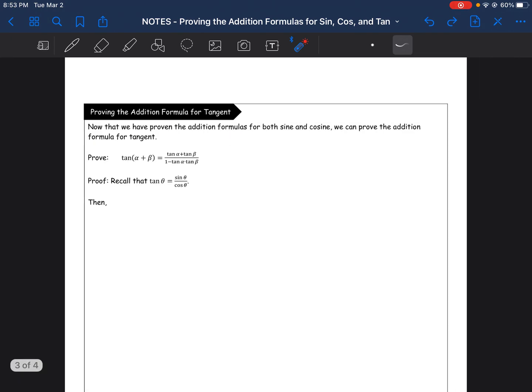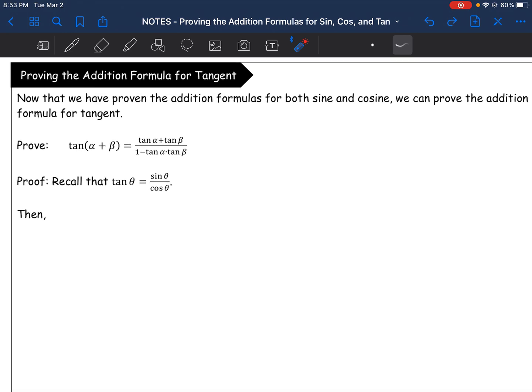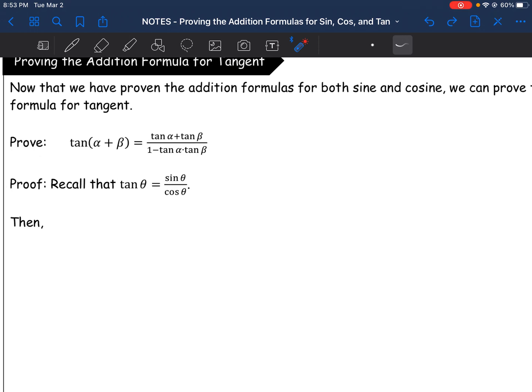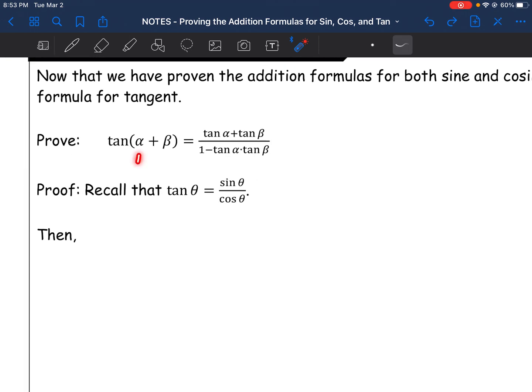Okay? So now that we've proven those two results, we can also prove the addition formula for tangent. And what we want to do here in our last proof is prove that the tangent of these two angles, alpha and beta, added together is equal to the tangent of the first angle plus the tangent of the second angle, divided by 1 minus the tangents of the two angles multiplied together. Also recall that tangent is sine divided by cosine. The tangent of an angle is sine divided by cosine. We saw this in first semester with right triangle trigonometry.